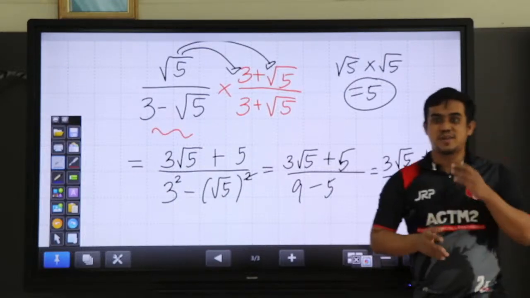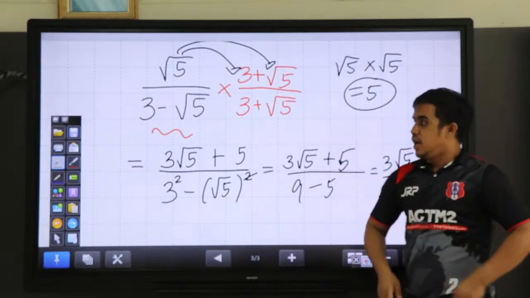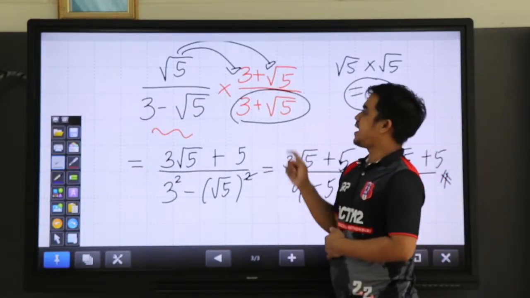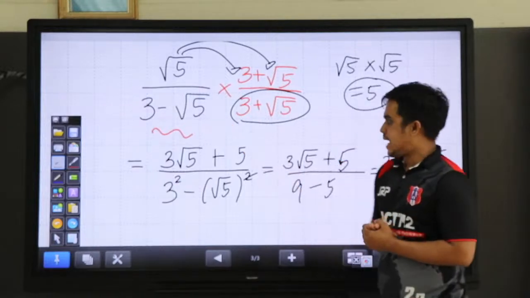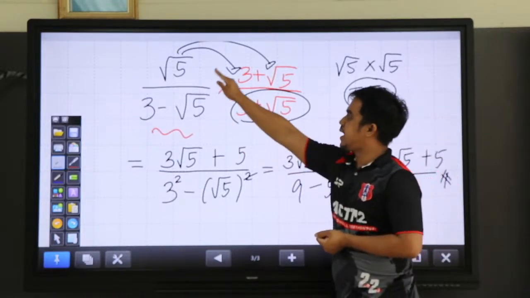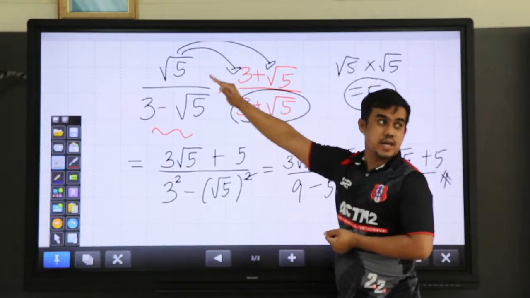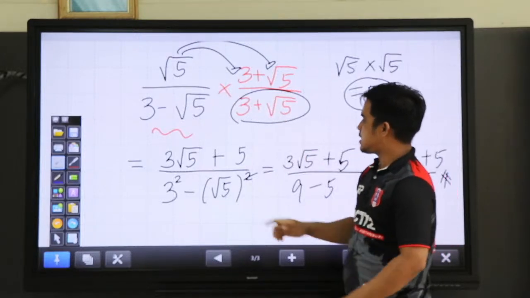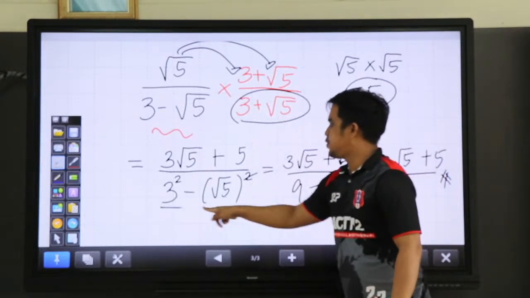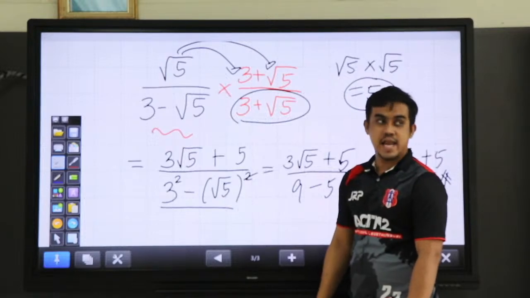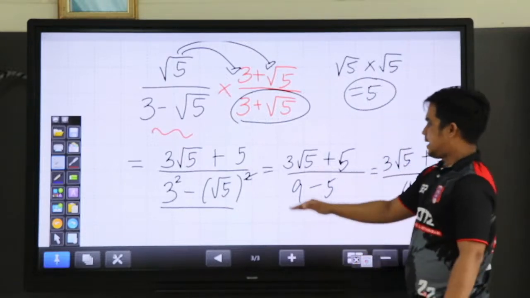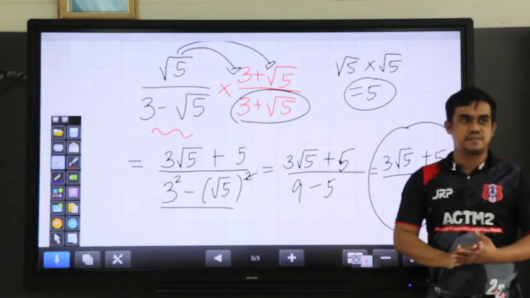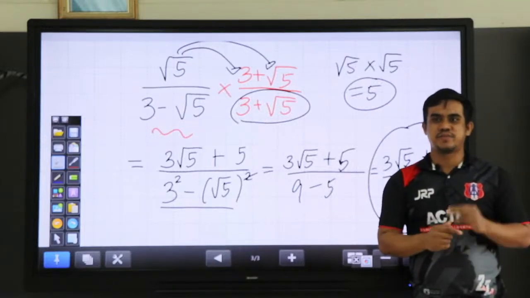Okay, that takes quite long, but you have to remember the process is the same. First, find the conjugate. Second, multiply the numerator to numerator and denominator to denominator. Next, apply the difference of two squares, that's a squared minus b squared. And then simplify so you can arrive at the final correct answer.